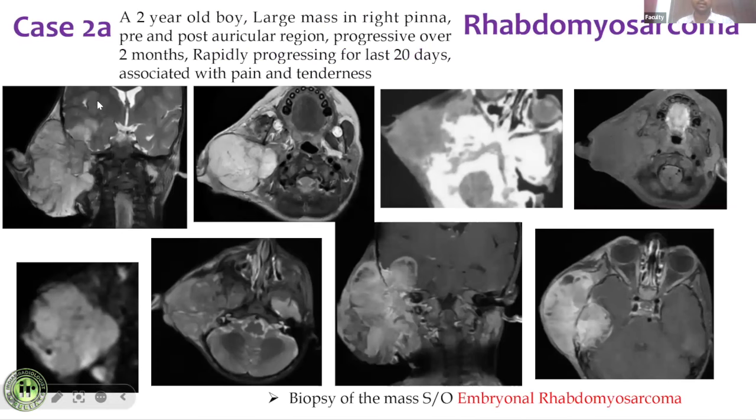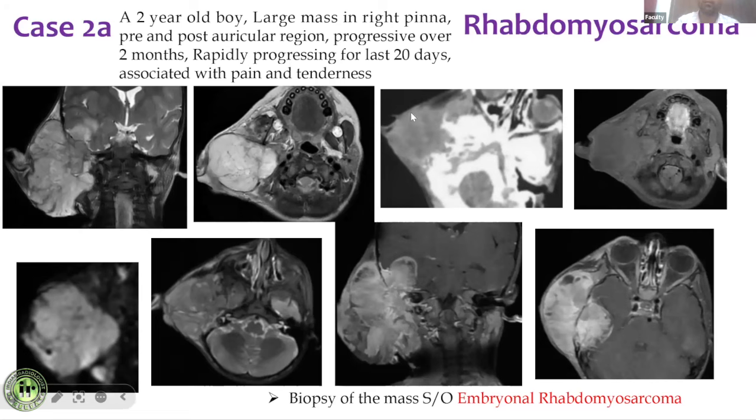So this is the case of a 2-year-old boy, where the patient presented with a large mass in the right pinna, pre and post auricular region, which is progressive over a period of 2 months, and it has been progressing over the last 20 days. It's a very rapid progression. There is also associated pain and tenderness. So the clinical suspicion was some kind of abscess or inflammatory lesion. So what we got, this is the CT that the patient had done previously before coming to the presenting hospital.